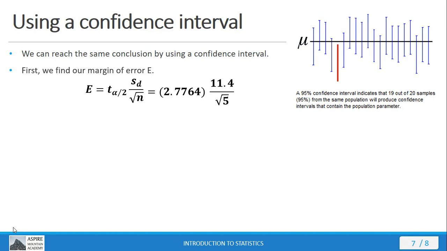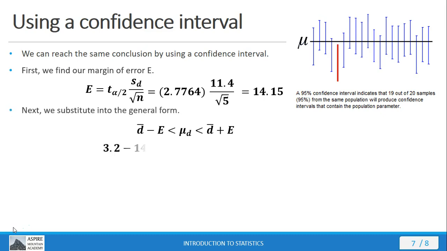And then the other values we saw previously, so we punch this out on our calculator and get 14.15 for our margin of error. And now we substitute values into our general form, and then evaluate. We get negative 10.95 to 17.35 for our confidence interval. Again, this is a 90% confidence interval because our alpha level was 5%. The claim matched the alternative hypothesis, so we want to use 1 minus 2 alpha for our confidence level. So this is a 90% confidence interval.